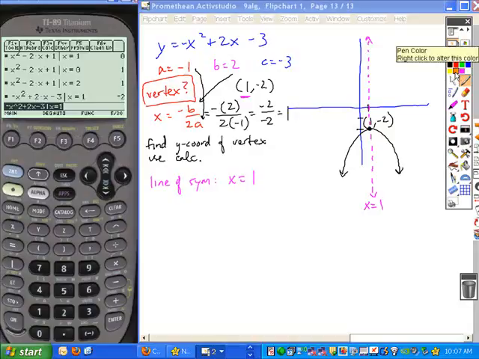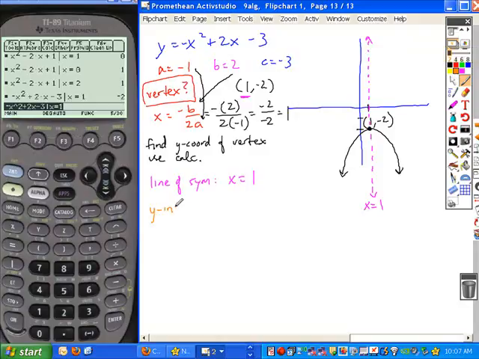Now, the other two points that I'm going to ask you to find on this is the y-intercept. The y-intercept is always going to be the point with x-coordinate of 0. The y-coordinate is always going to be c, whatever your c value is. So when we label this point right here as our y-intercept, x-coordinate of 0, our y-coordinate is going to be -3. It's just the c value.